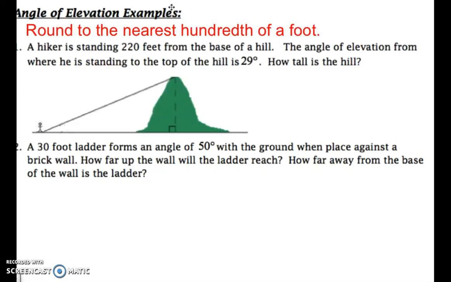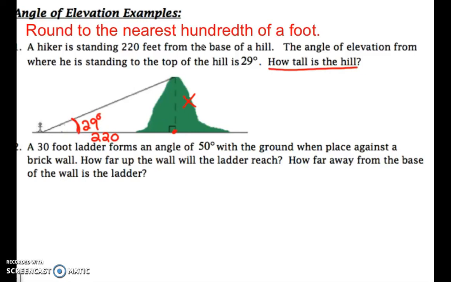Okay, so you will not be given pictures all the time, and the hardest part is drawing the picture on your own. Obviously, if they give you a picture, it's going to be pretty easy. So you've got a hiker down here standing 220 feet from the base of a hill. So if this is your base, that means that 220 is going to be on the bottom. Base means bottom. The angle of elevation, so from where he is standing, is 29 degrees. And then how tall the hill is is what we're trying to figure out. So that's going to be x right here. How tall is that hill?